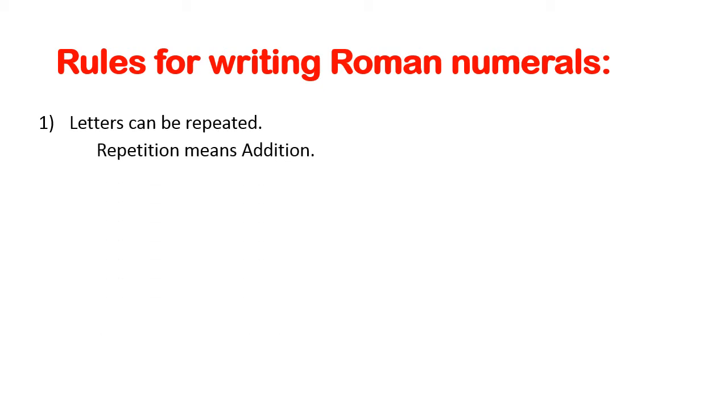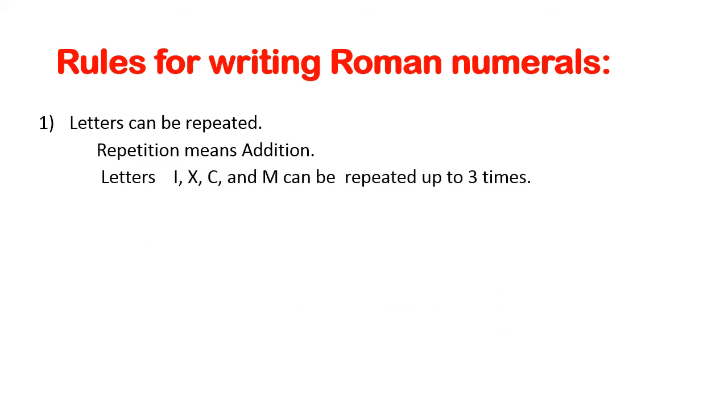There are some rules for writing Roman numerals. Our first rule is that letters can be repeated. Repetition means addition, so whenever the letters are repeated, you have to add. Letters I, X, C and M can be repeated up to 3 times. Only these letters can be repeated up to 3 times. So the maximum limit is 3.